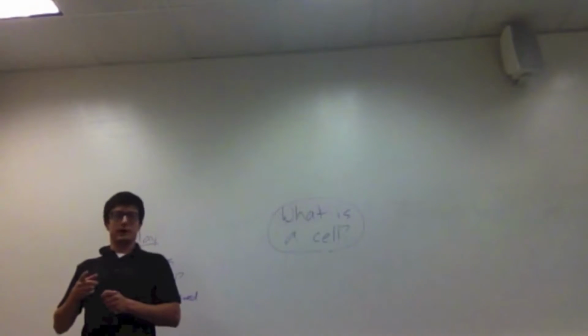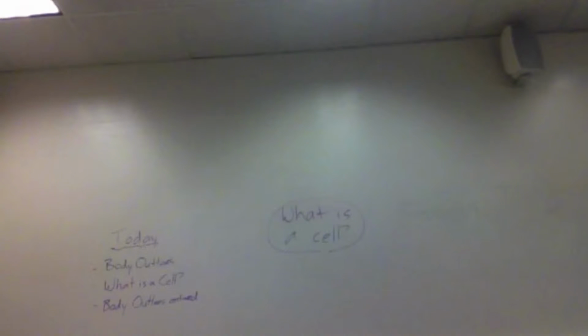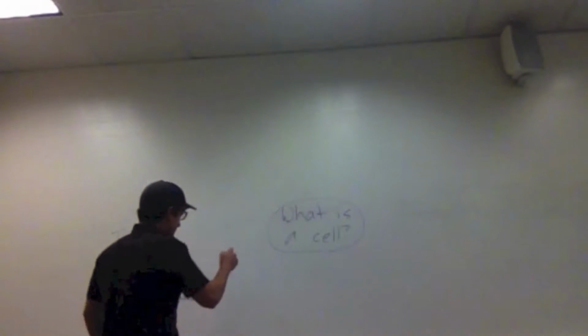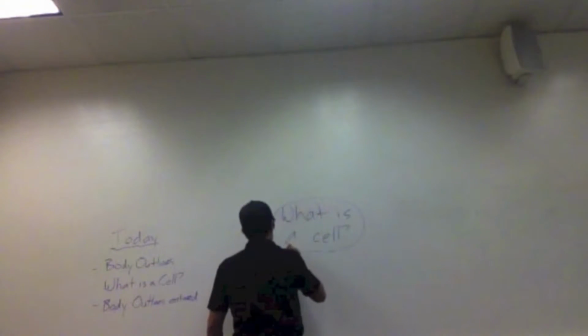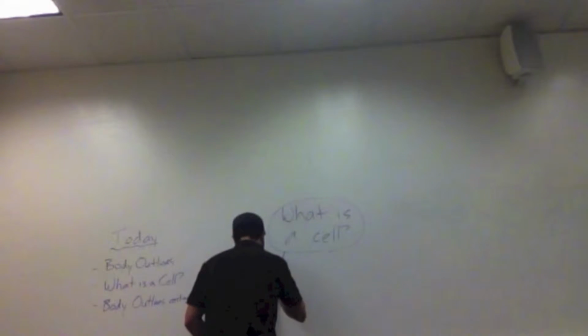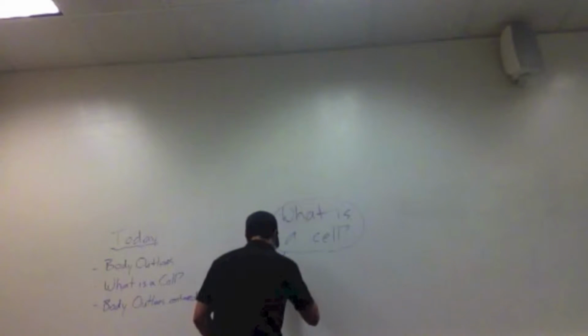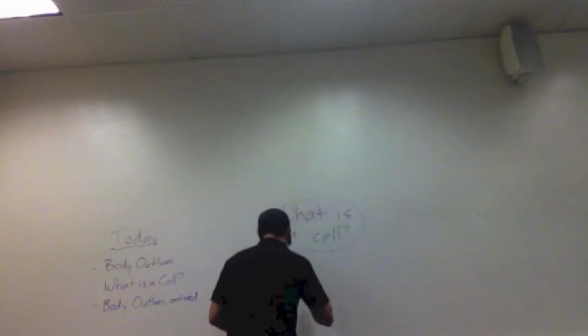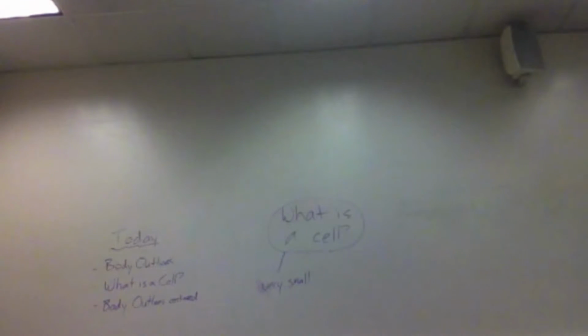Roscoe, would you like to come up and write one up? All right. Yes, very good. Cells are very small. I like your hat, but please take it off. All right, who else would like to write something up there? Waylon, would you like to go? All right.